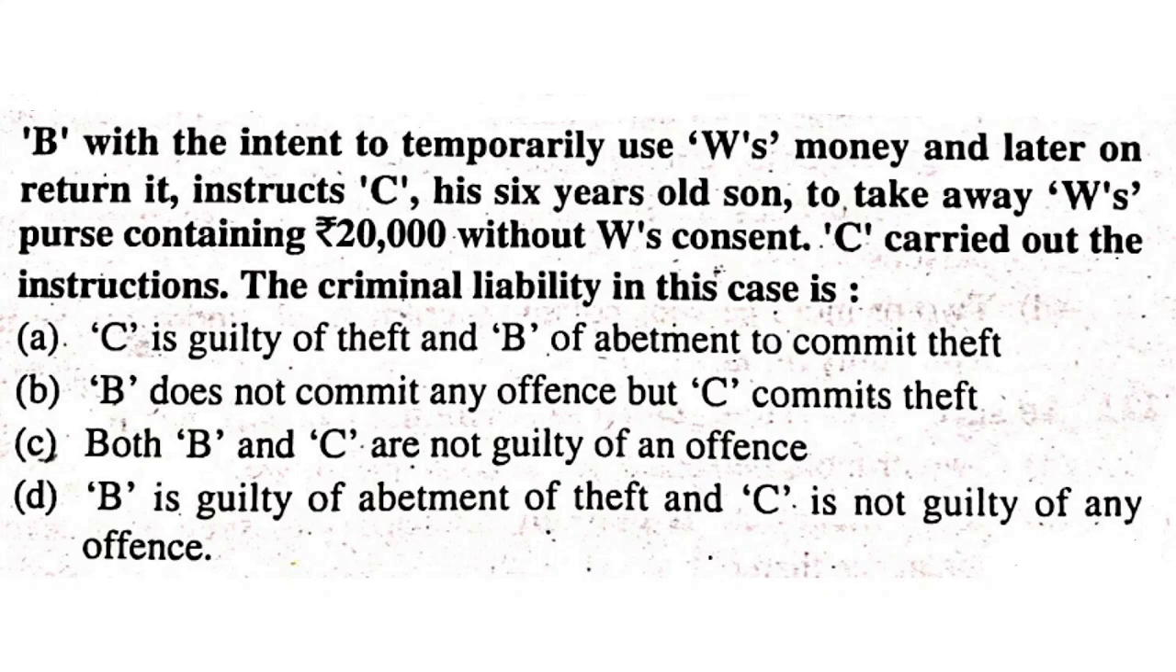B, with the intent to temporarily use W's money and later on return it, instructs C, his 6 years old son, to take away W's purse containing 20,000 rupees without W's consent. C carried out the instruction. The criminal liability in this case: C is guilty of the theft and B of abetment to commit theft? No. C is 6 years old, doli incapax. B does not commit any offense, but C commits the theft? No. Both B and C are not guilty of an offense? No. C is not guilty. B is guilty of abetment of the theft and C is not guilty of any offense. This is correct.